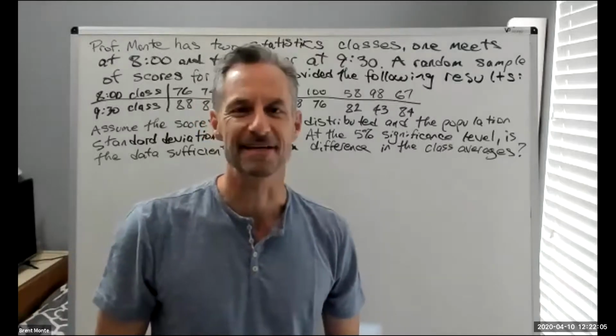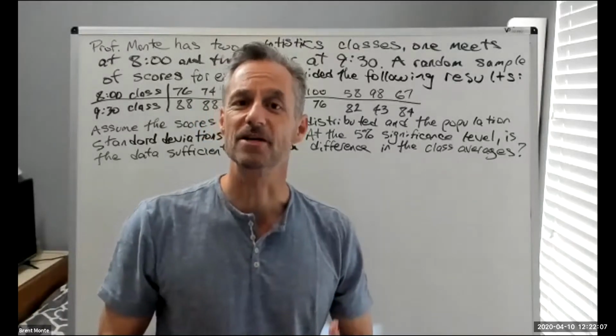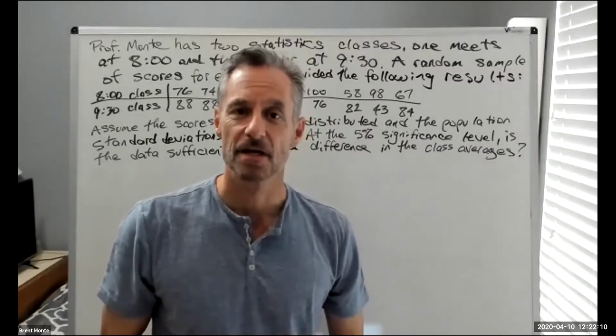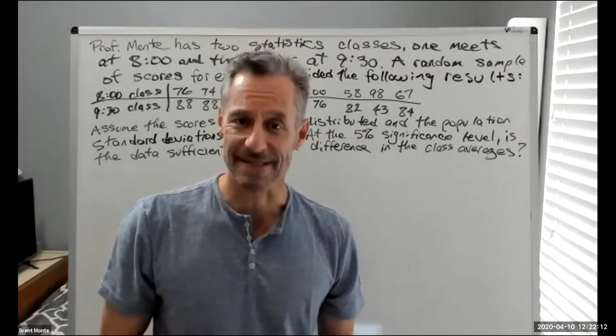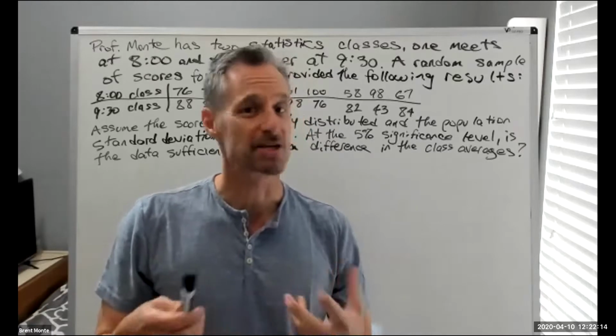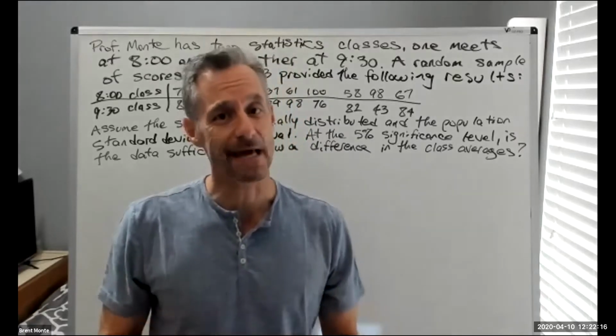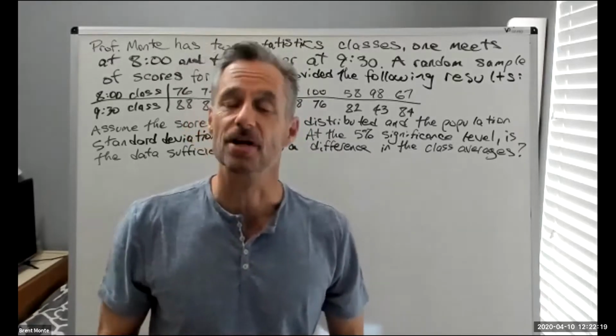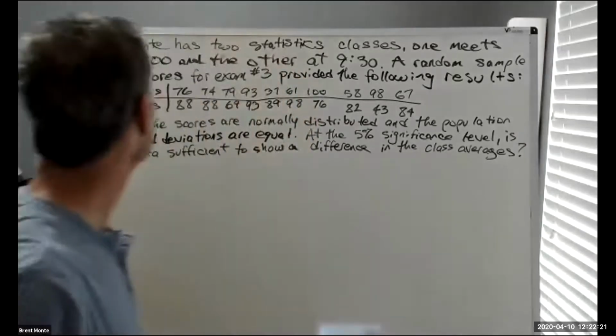This is Professor Monty. Today I'm going to show you how to do a two-sample t-test. So what we're doing is we're comparing the mean of two different samples. We don't know the population mean of either one. All we have is a sample of each population. So let's go ahead and take a look at the problem.